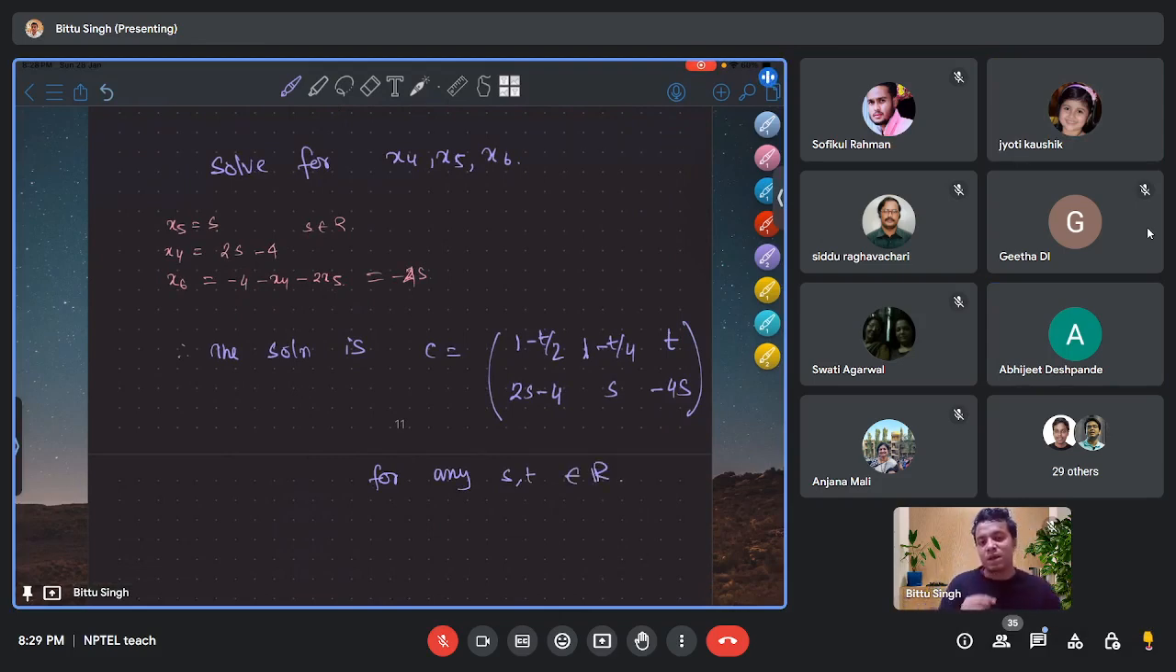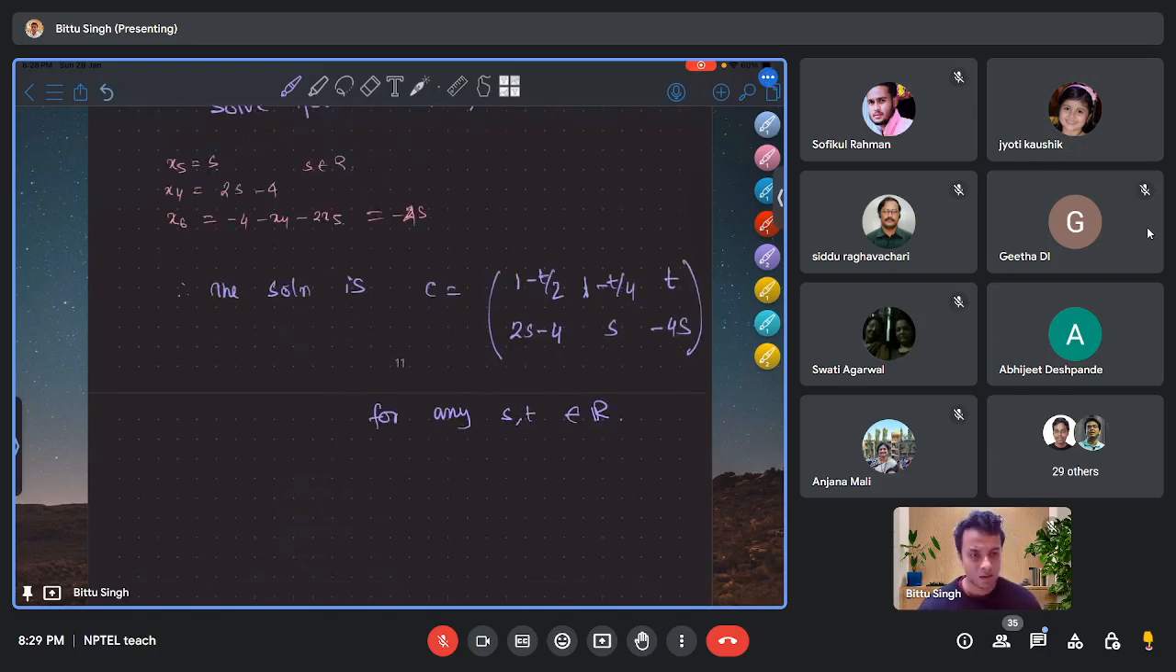If the field is not stated, just assume the field is the real numbers. If you can see that there is some iota or some complex entry, then you should consider the field to be the complex field C. And if nothing is there, you just assume the field to be a real field, that is, the entries are from the real numbers. That's why we have assumed s, t from the real numbers.